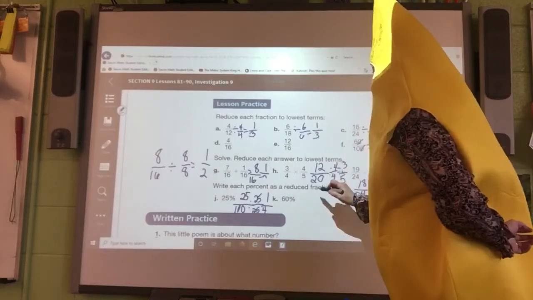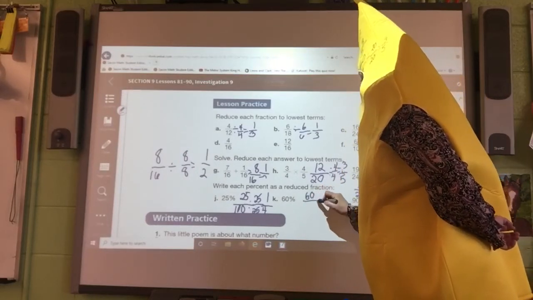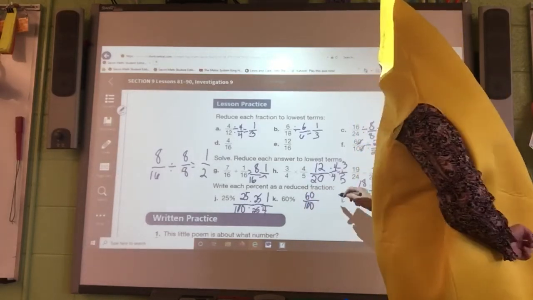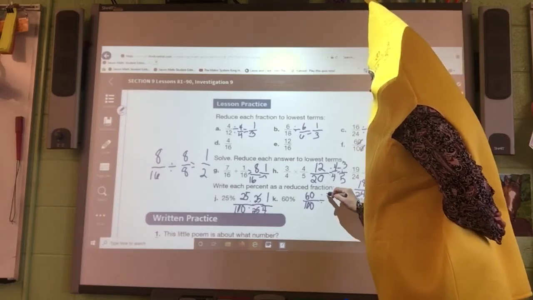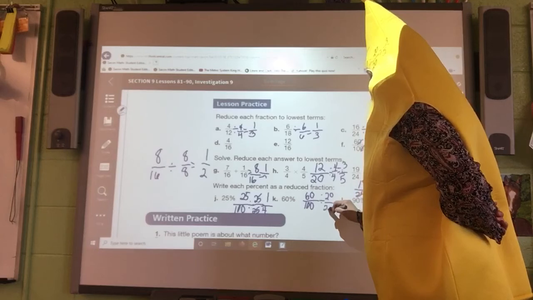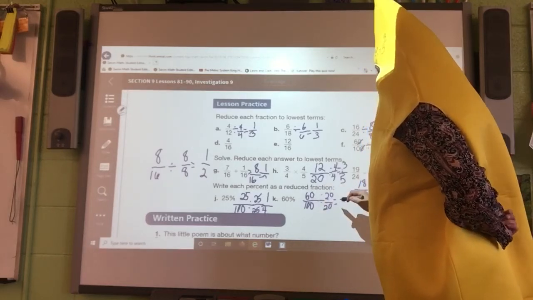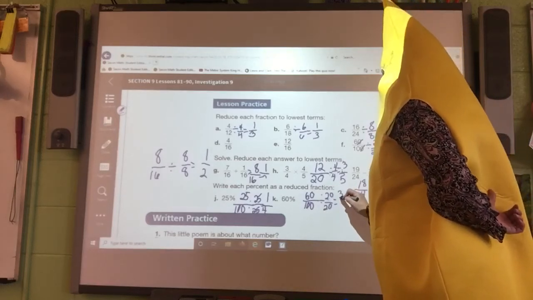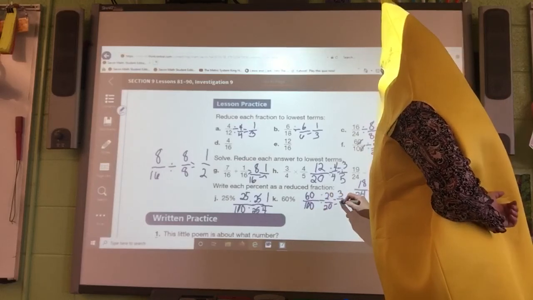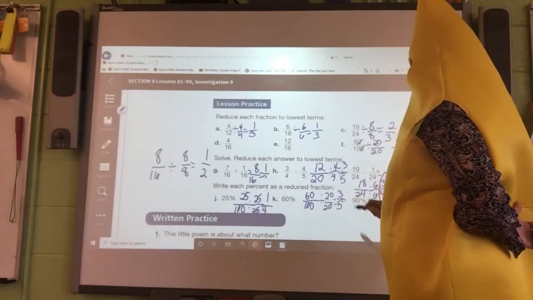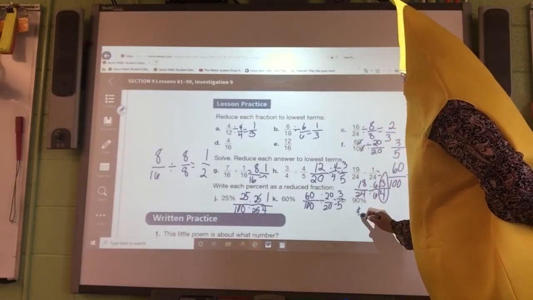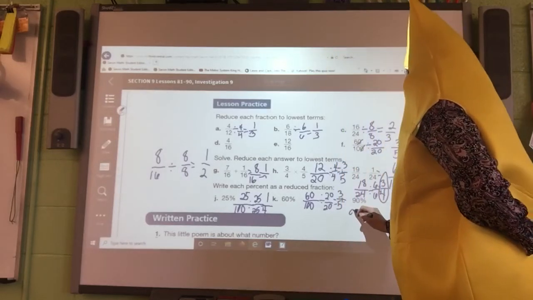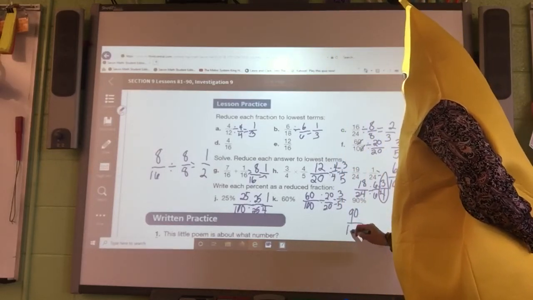There we go. 60 over 100. I feel like we've just done that recently. I'm going to divide both of these by 20. And that will equal 3/5. 20 goes into 60 3 times. 20 goes into 100 5 times. 3/5 is our answer. All right, 90 over 100.